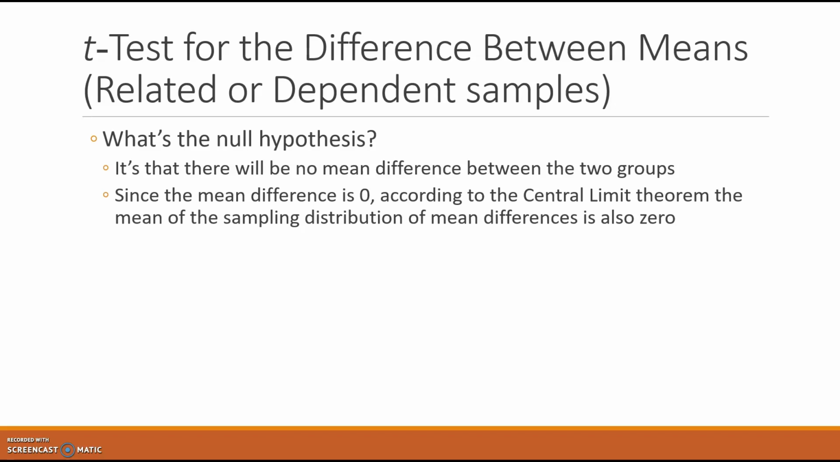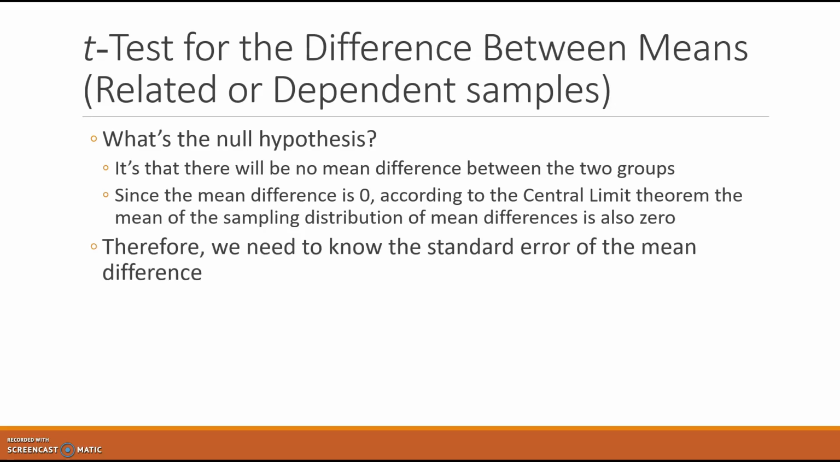And this is a little explanation that you can either understand or take on credit. Because there is no difference between the groups, that's what we're assuming, because that's the null. It means that the mean of the sampling distribution of mean differences is also 0. So remember that fun little mu that we were using in the t-test? That's going to be 0. So we need to know the standard error of the mean difference. We'll get back to that in a second.